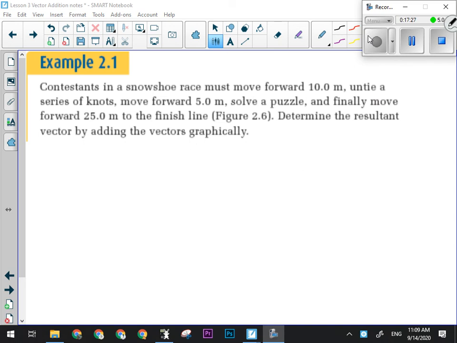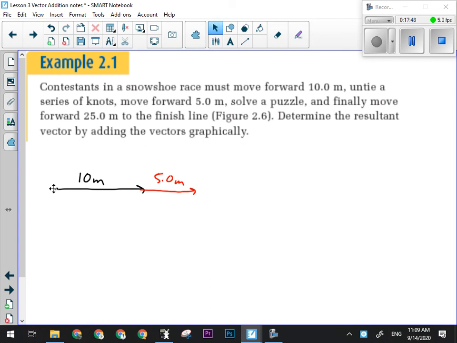So these contestants in the snowshoe race move forward 10 meters and then untie a series of knots for some reason. Then they move forward 5 meters and solve a puzzle. And then they move forward 25 meters to the finish line.